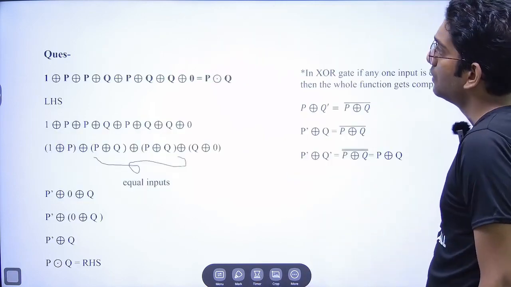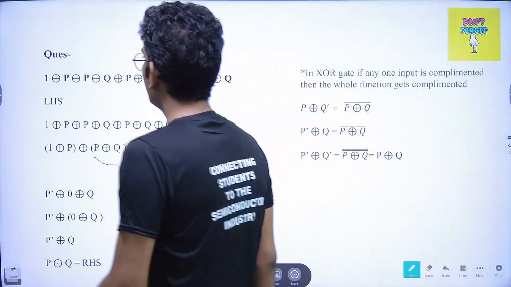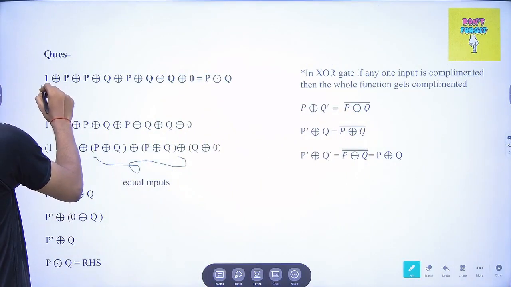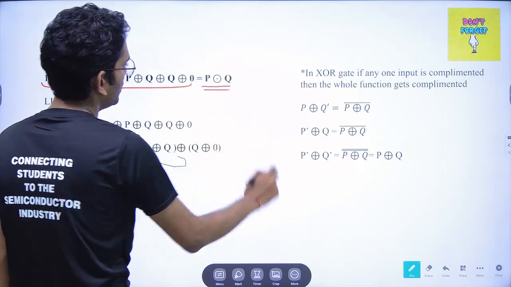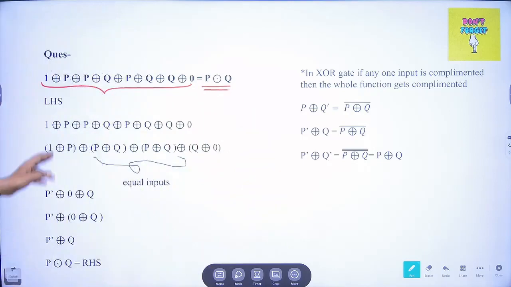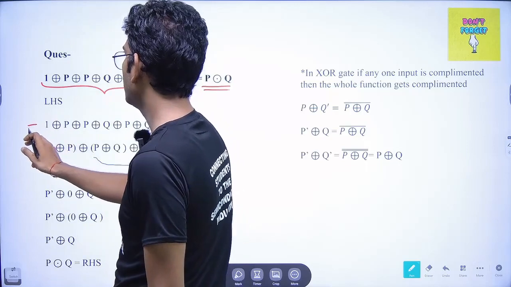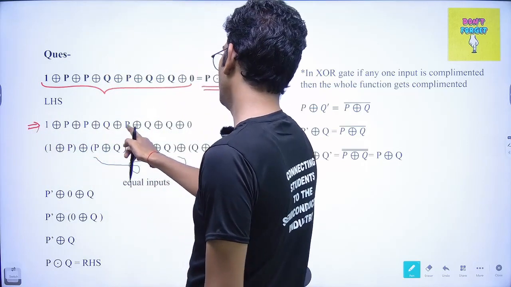Now, let's come to one question. This is basically the question. What is happening in this question? This is the left hand side, and you have to prove this left hand side is equal to this expression. Fine. So first we have taken the left hand side, and we have written 1 XORed with P XOR Q. This whole thing we have written.